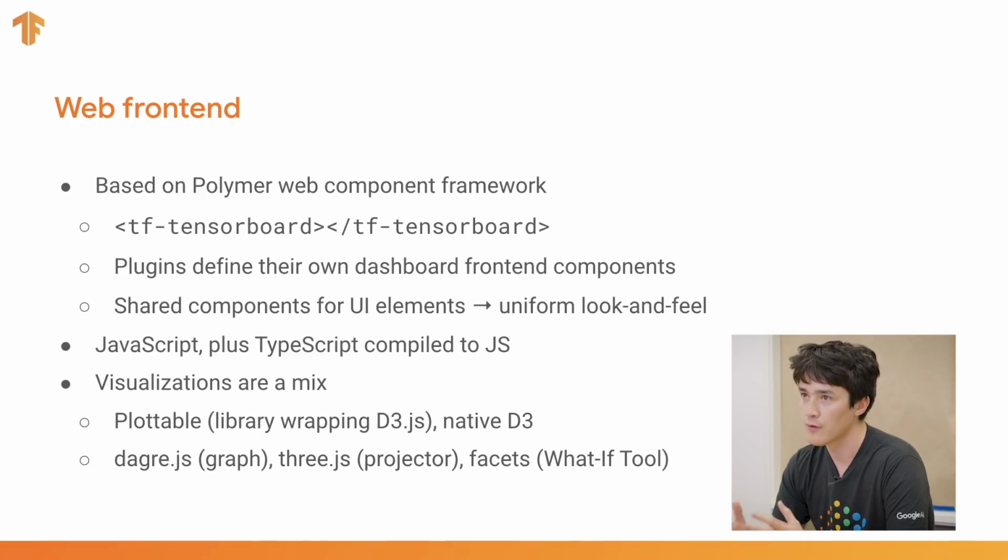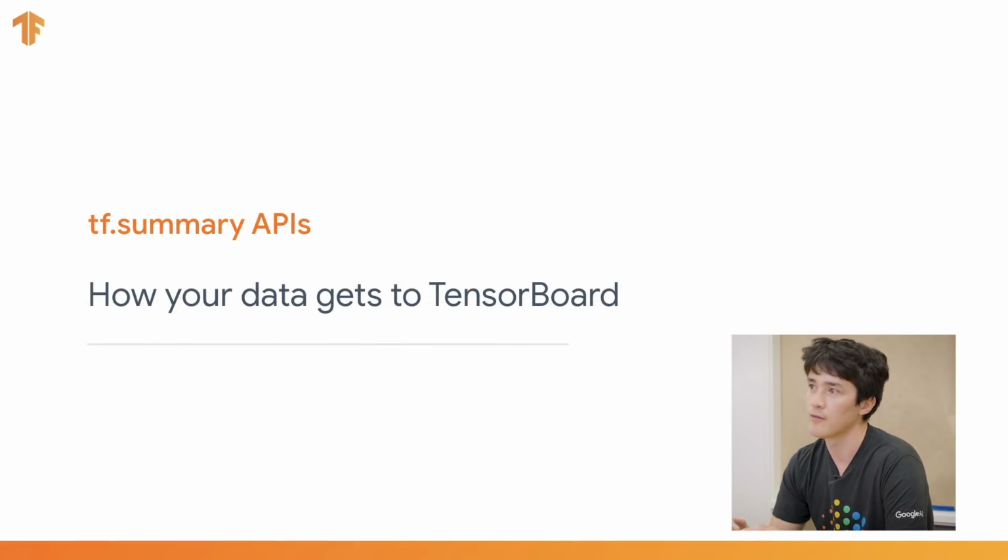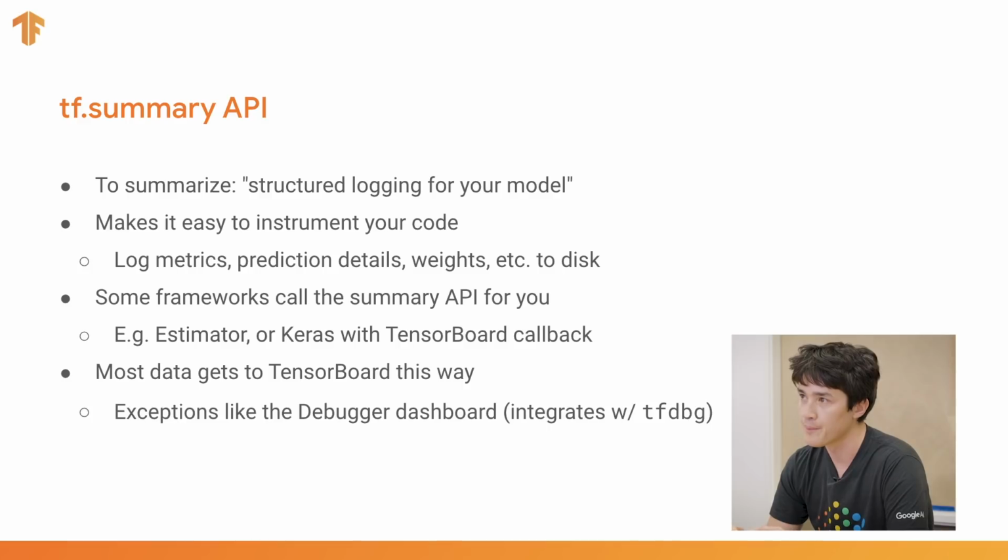So now that we have an overview of TensorBoard itself, I'll talk about how your data actually gets to TensorBoard. So how do you unlock all of this functionality? And the spoiler is the tf.Summary API. To summarize the Summary API, you can think of it as structured logging for your model. The goal is really to make it easy to instrument your model code, to allow you to log metrics, weights, details about predictions, input data, performance metrics, pretty much anything that you might want to instrument. And you can log these all, save them to disk for later analysis.